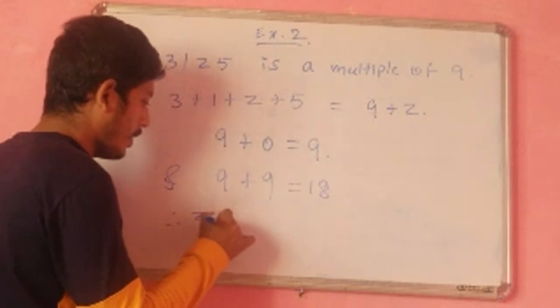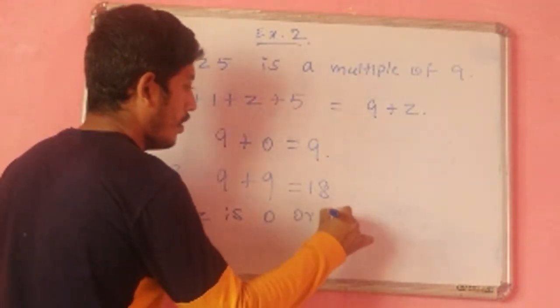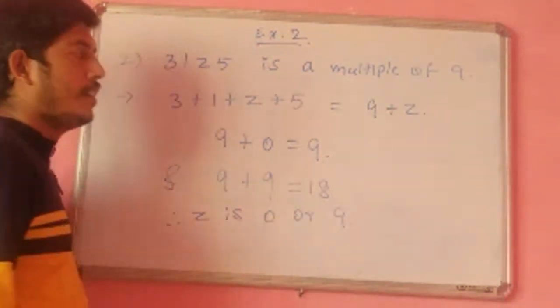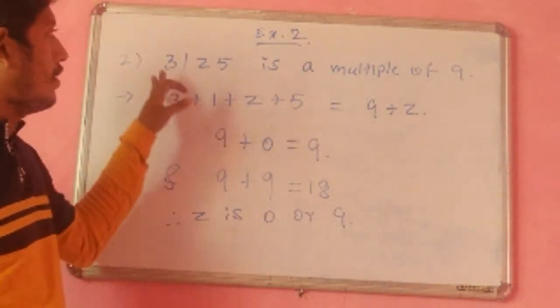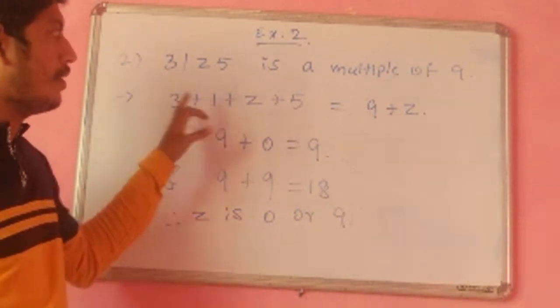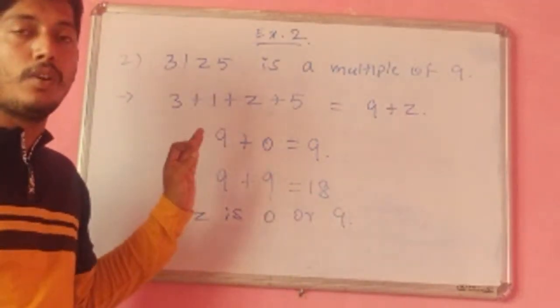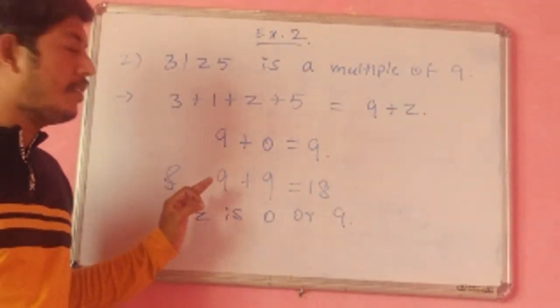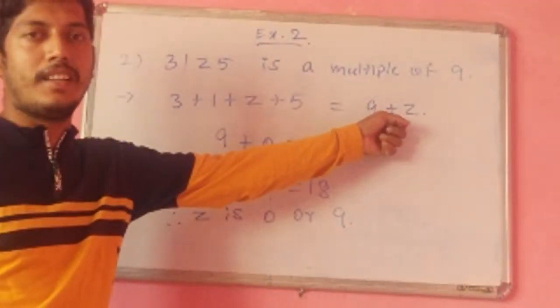Therefore, the value of z is 0 or 9. See here, 9 plus 0 becomes 9, and similarly 9 plus 9 is 18. So we are not substituting a two-digit value, because here they give only a single digit, that is z.